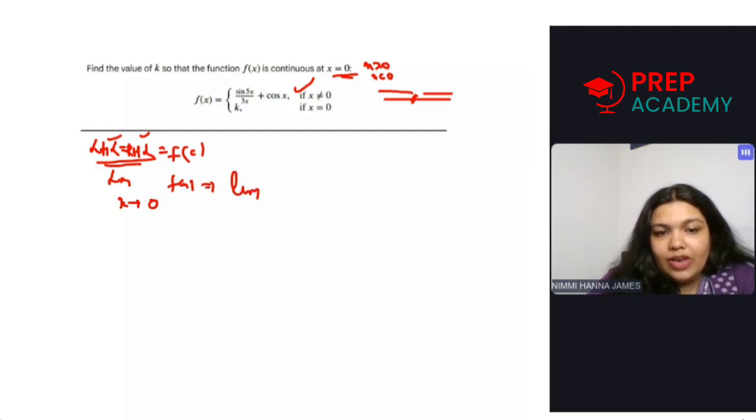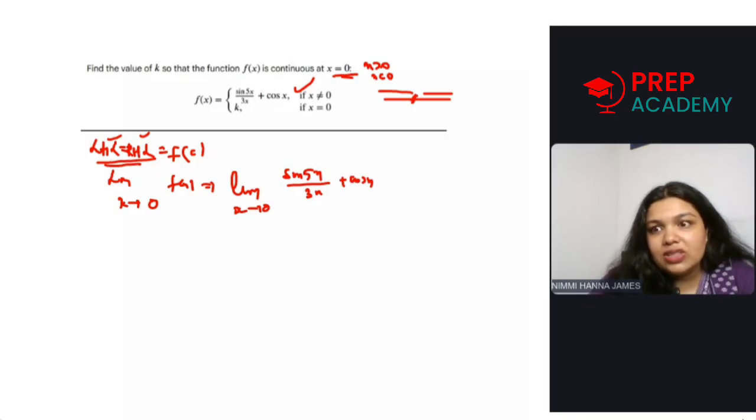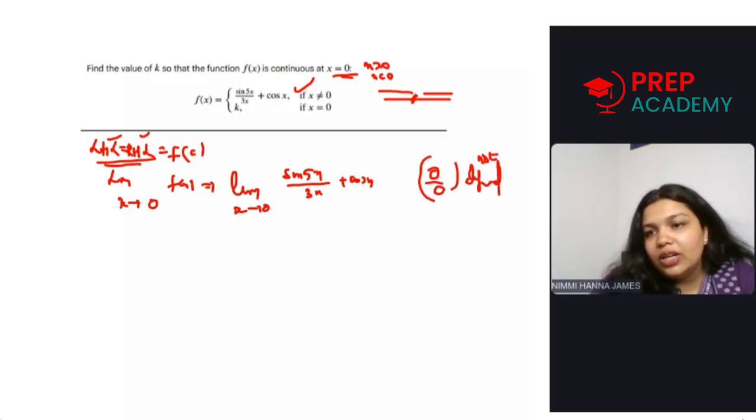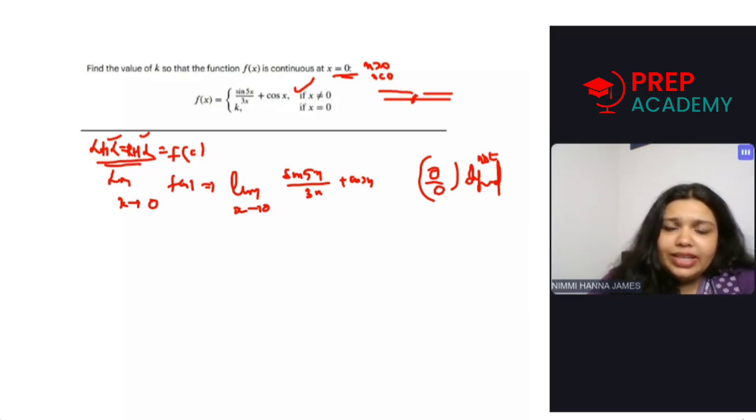Okay, what is the f of x there? When it is tending to 0, it is sin 5x by 3x plus cos x. Now, if we substitute the direct value of 0, we get sin 0, 0, and 3 into 0, 0. So 0 by 0, which is not defined. If you get 0 by 0, that means you can't proceed that way. The answer is not defined. So the limit does not exist that way. So you have to manipulate the function somehow.